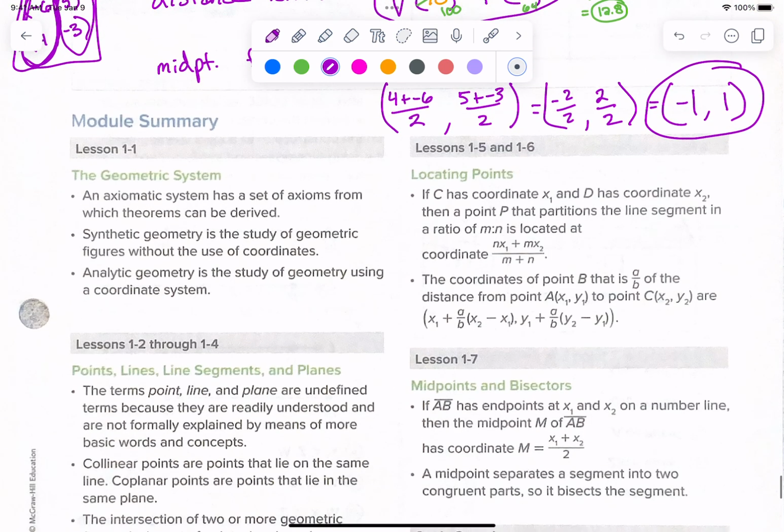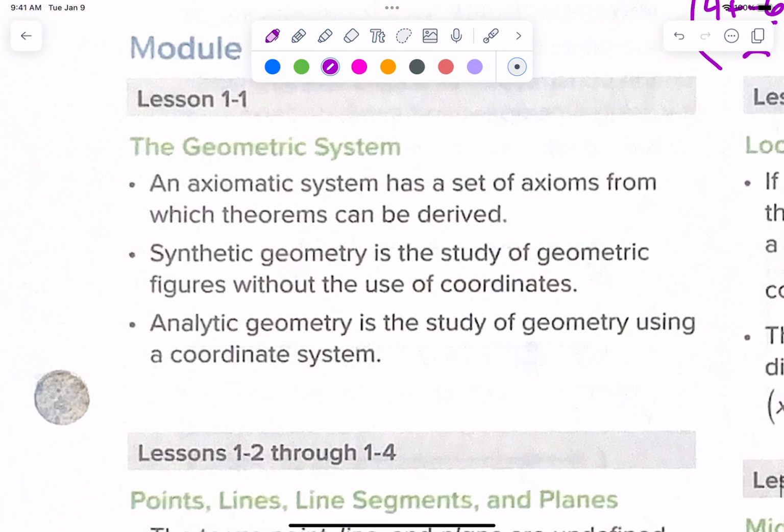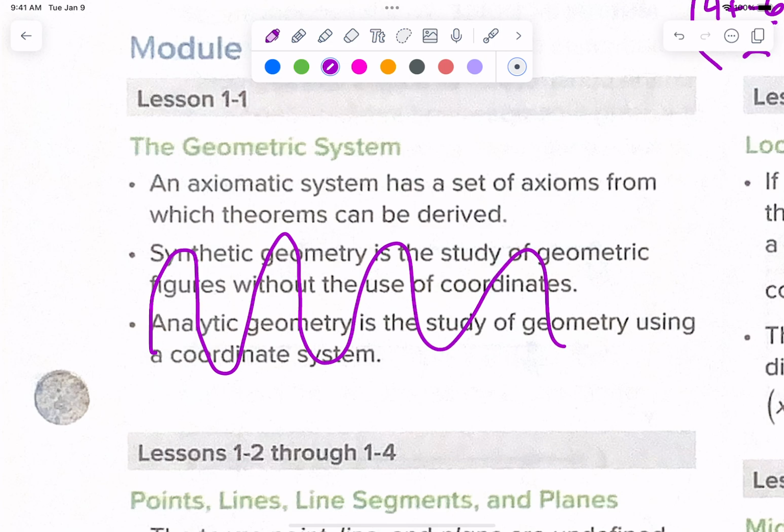All right, I'm going to go through this real quick and tell you what you need to know and what you don't need to know. I am not going to test you on synthetic or analytic geometry. One of them was using the coordinate planes, and one of them was using figures. I'm not going to test you on which one is which because I really don't care. Can I say that? Sure.